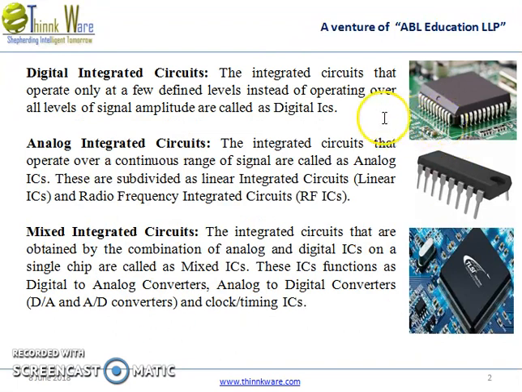Digital integrated circuit. The integrated circuit that operates only at a few defined levels instead of operating on all the levels. Then we have analog integrated circuit. These operate over a continuous range of signal and are known as analog ICs. They are subdivided as linear integrated IC and radio frequency integrated circuit.